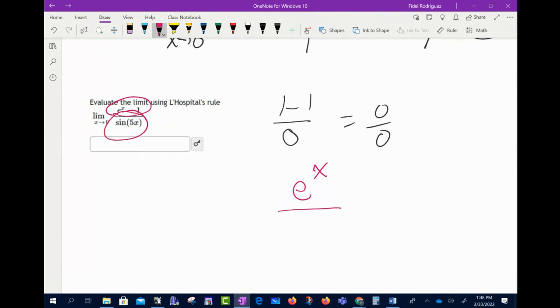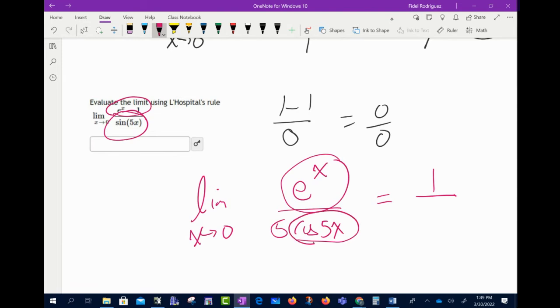Okay. What's the derivative of the sine of 5x? The derivative of e to the x is still e to the x. What is the derivative of the sine of 5x? 5 times cosine of 5x, right? Because I have to take the derivative of the angle as well, using the chain rule. The derivative of sine is cosine, but then you still have to take the derivative of the angle, and the derivative of 5x is 5. Okay, now y'all look, we're going to take the limit as x approaches 0. So e to the 0 is going to go to 1. Cosine of 0 is 1. And so that's going to give me 1/5.